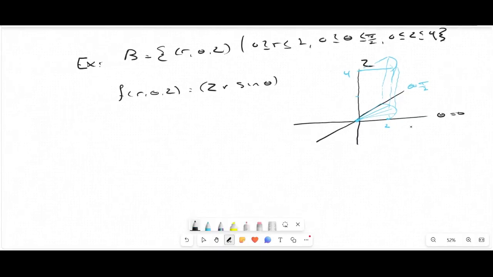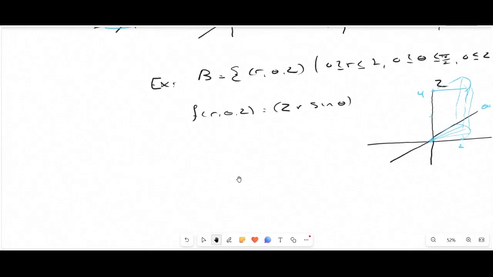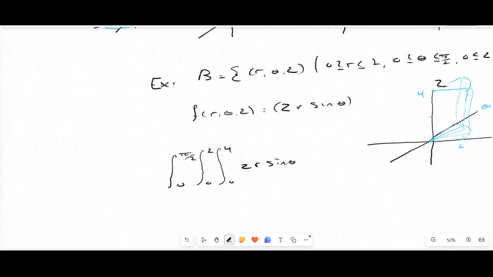We can do any order we want. I don't see any one of them being particularly easy compared to the others. Let's go with dr on the inside and dz on the outside. Well, actually, let's mix it up. Let's do theta from 0 to pi over 2. Then r will go from 0 to 2. Z will go from 0 to 4. My integrand is z r sine theta. I never forget to put in that extra factor of r, that Jacobian factor. And I've set this up dz, dr, d theta.